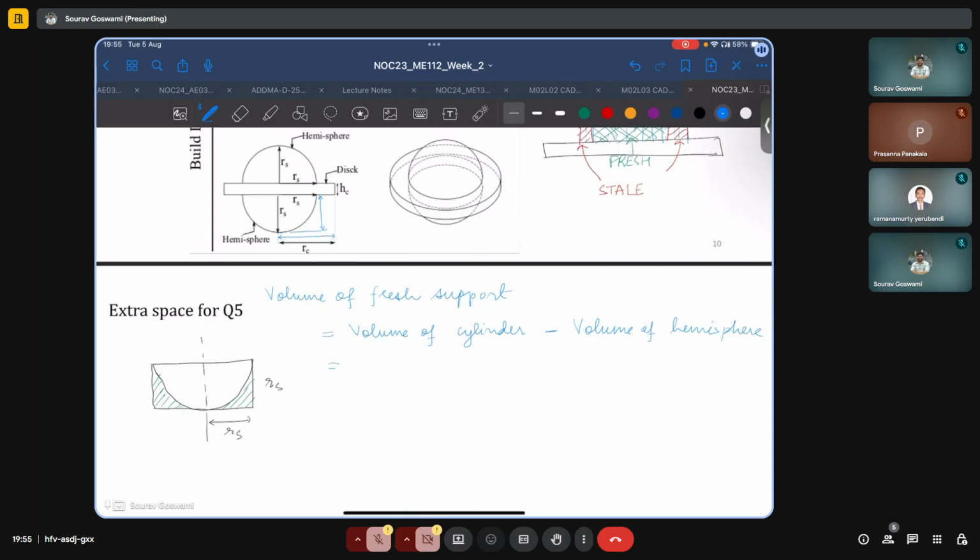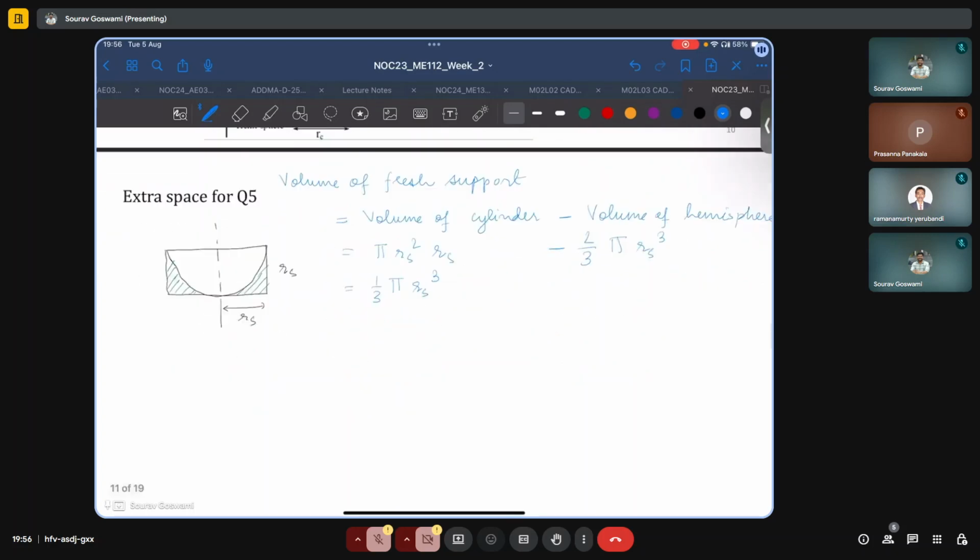The volume of the cylinder, as you know, is pi r square h. So pi rs square, the height is also rs, minus the volume of the hemisphere, as you know, is, for a sphere it is 4 by 3 pi r cube, for a hemisphere 2/3 pi rs cube, which comes out to be pi rs cube minus 2/3, 1/3 pi rs cube.